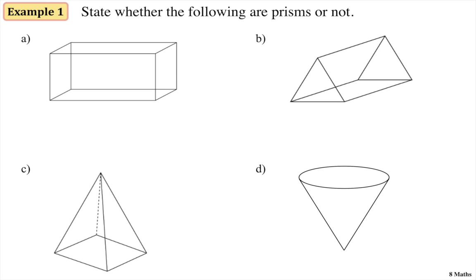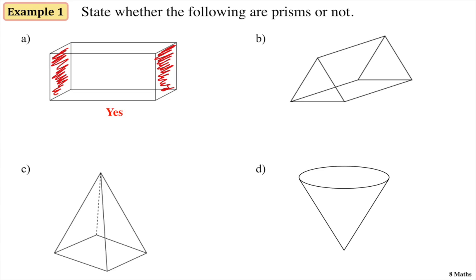So let's look at our first example. It's just four different shapes, and the question basically says, tell me whether or not the following are prisms. Well, if I look at the first shape, there's different ways I could do it. I could take that end piece there and that end piece there. Are they the same size as each other? Yes, they are. And the sides joining those two end pieces are all straight sides, so yes, it is a prism.